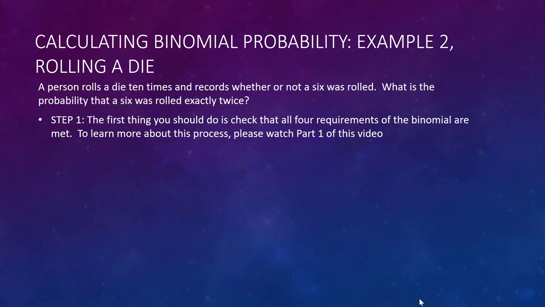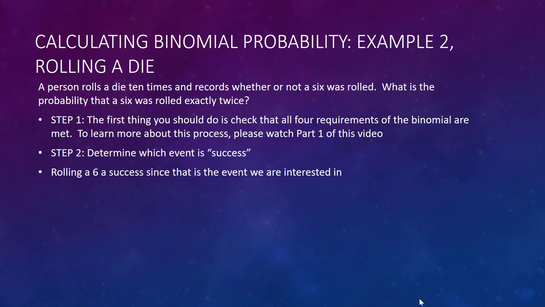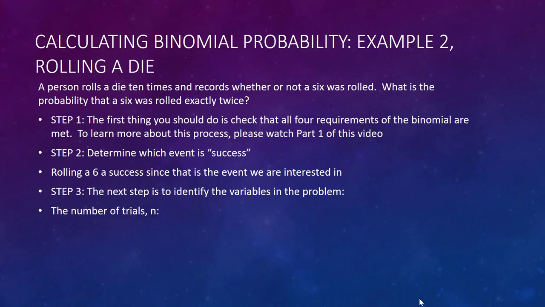Step 1. The first thing you should do is check that all 4 requirements of the binomial are met. Then, determine which event we're calling a success. In our case, we're calling rolling a 6 a success, since that's the event we are interested in finding the probability for. Next, we need to identify the variables.